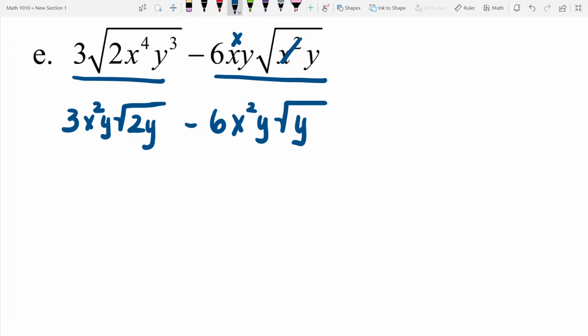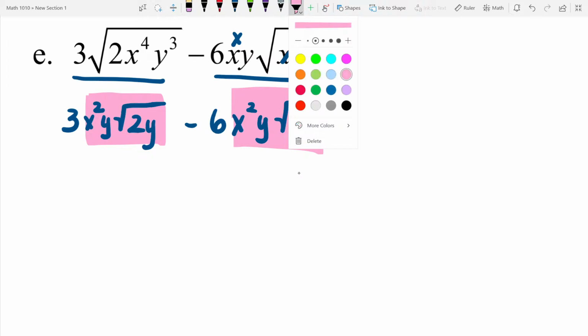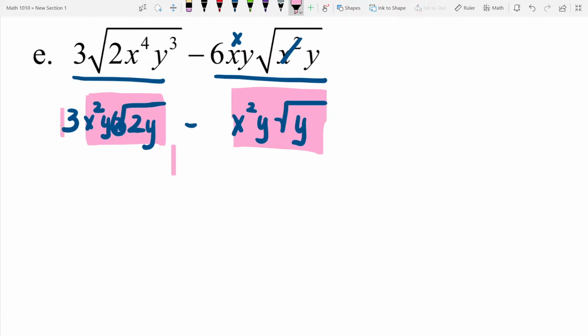Okay, this is important, so I want you to look. In order to add these, all of these variables plus the root must be completely, perfectly the same. Are they completely, perfectly the same? Yes or no? No. So can I add those together? No, I can't. Why are they not perfectly the same? Because the first guy has a 2, and the second guy does not have a 2. Okay? Sorry, that first thing got kind of messed up.